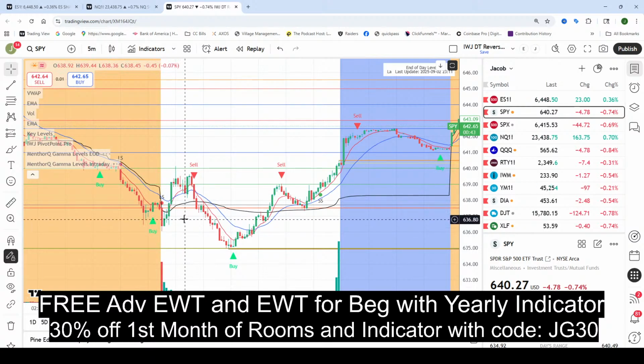So if you're new here, welcome to the live stream. We are going to feature what's called IWJ Pivot Point Pro. It is an indicator that I created for TradingView. So you're looking at the 5-minute SPY chart. And this is what we use for day trading.